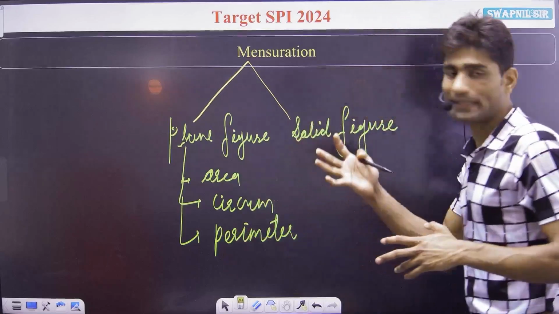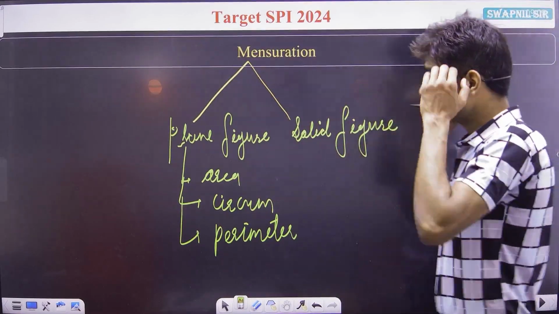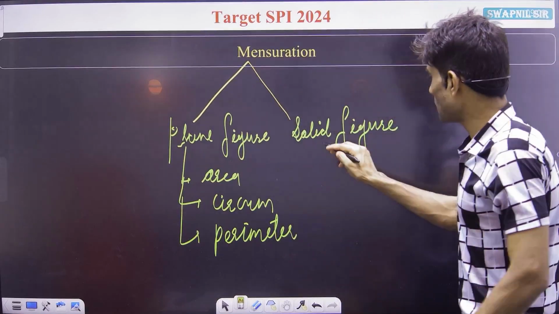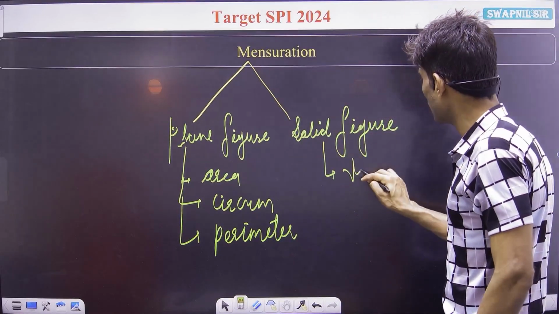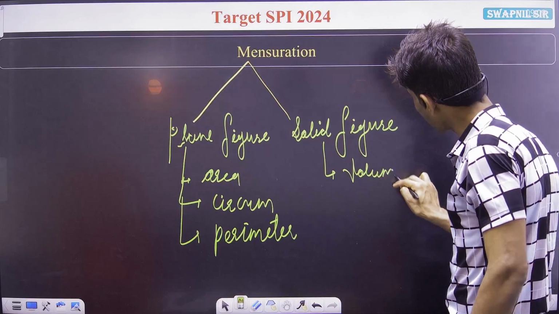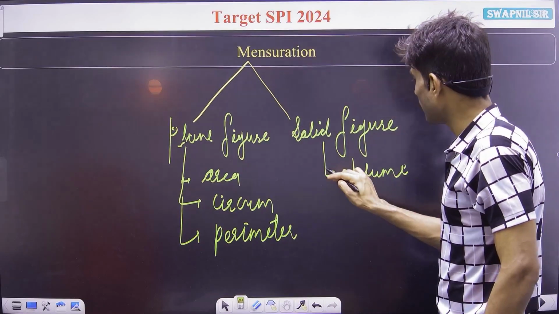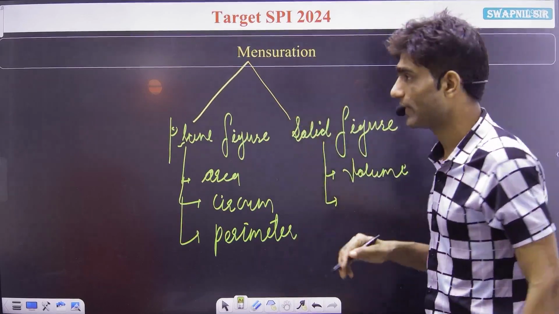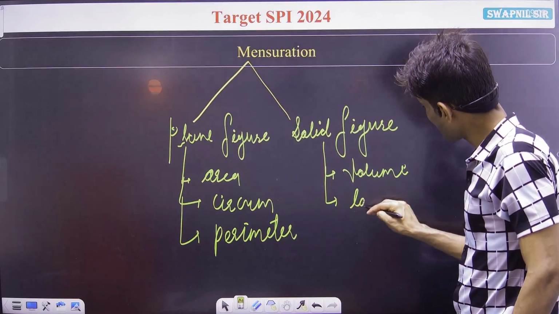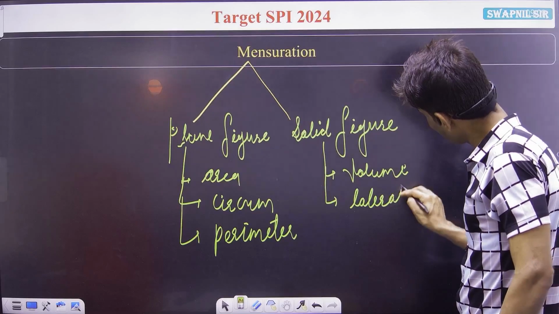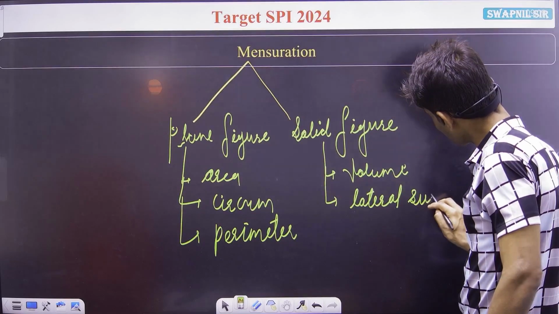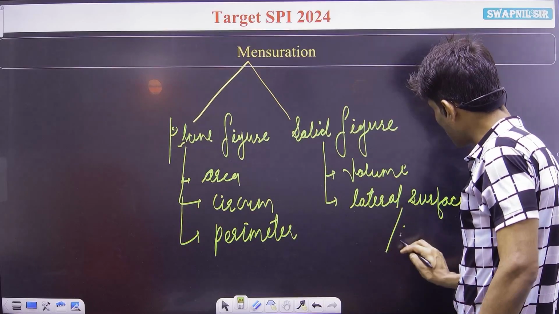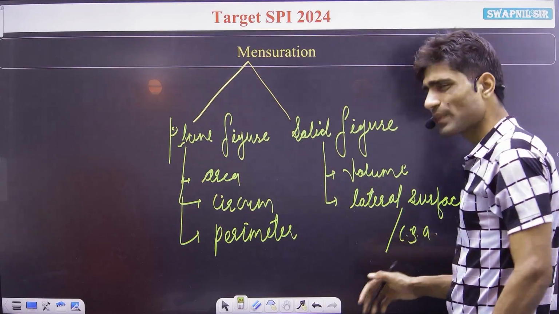Now the main part goes for the solid figure, okay? So which concepts are we going to deal with under solid figure, okay? First it goes for the volume of our solid figure. Second it goes for the lateral surface area or curved surface area, okay?